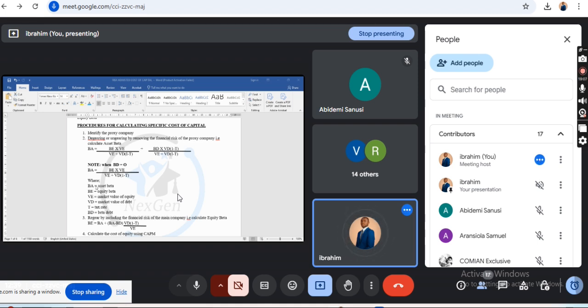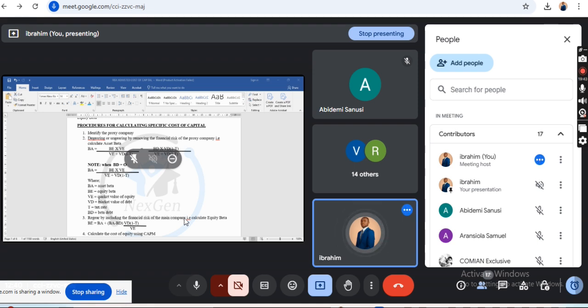Now, if the second step is established, we will move on to the third step: regear by including the financial risk of the main company. Class, the second step says that you should remove the financial risk of the proxy company, the company you are diversifying into. When you remove financial risk, you have the business risk affecting that business. Now you will regear by including the financial risk of the main company.